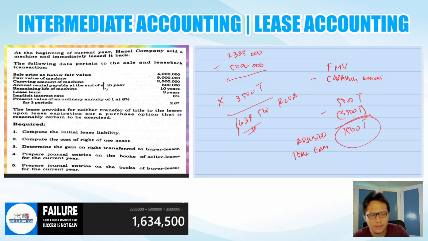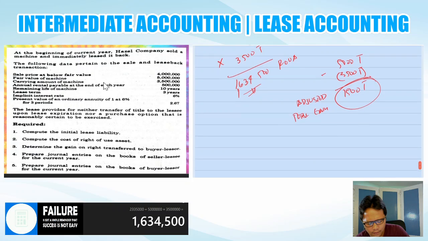So pag nakuha na natin ito, okay, kasi nga, 'di ba? Just remember this, no? Para hindi kayo nalilito. In computing your gain in a sale and leaseback, okay, your total gain, always use the fair market value. Okay, not the sales price. Yung kanina, sales price yung ginamit natin kasi nga sales price is equivalent to the fair market value, so same lang 'yon. But if there are differences, always use the fair market value. Okay, always use the fair market value. So this is your adjusted total gain.